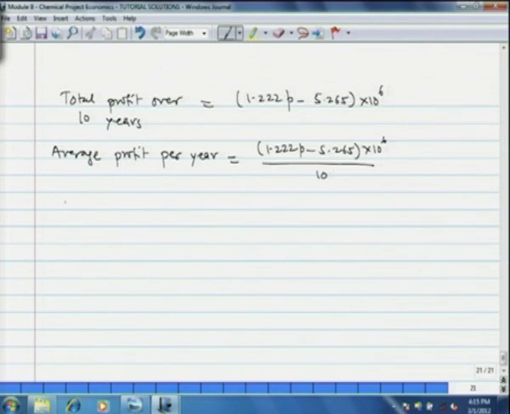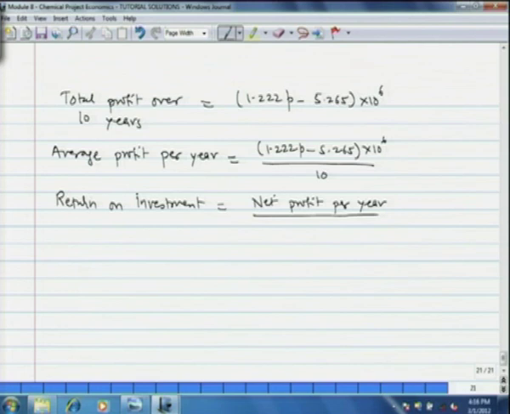And then the return on investment is profit per year, but that is the net profit, divided by the total capital investment.